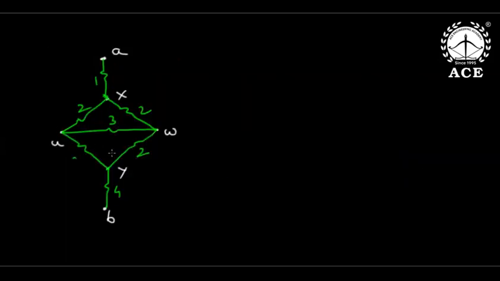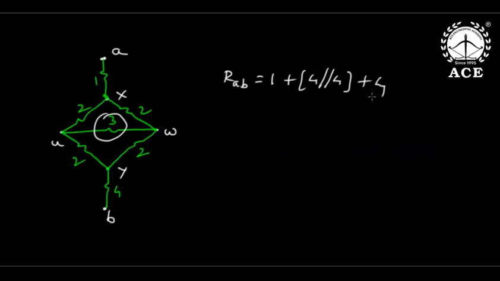Now this part is a balanced bridge, yes. Current cannot flow here. So for RAB, this is 1, but 4 in parallel to 4, because 2 plus 2 is 4, and the 3 ohm is not working in the balanced bridge. Open it. So 4 in parallel to 4, plus another 4. So it is 1 plus 2 plus 4. Answer is 7 ohms.